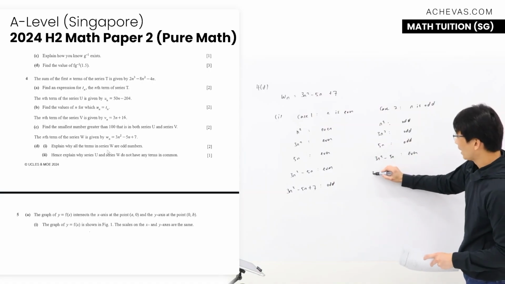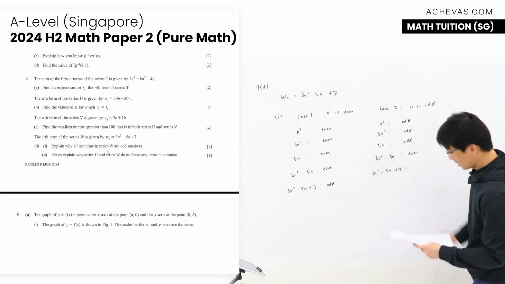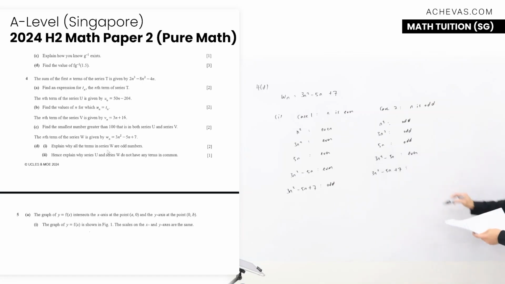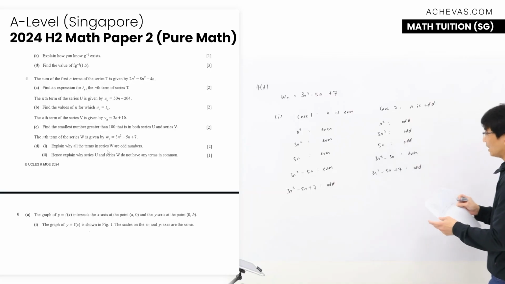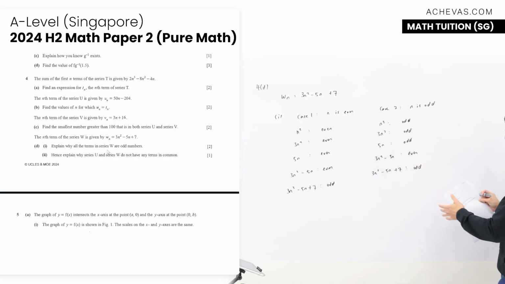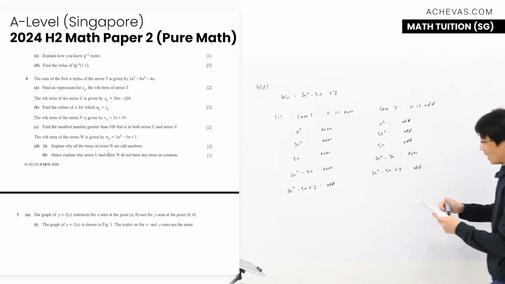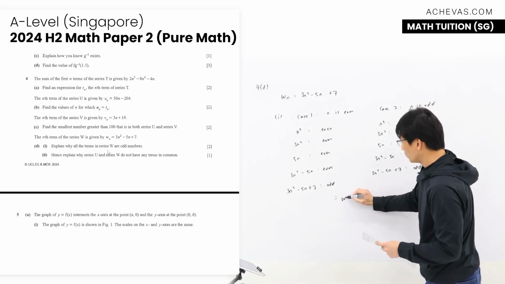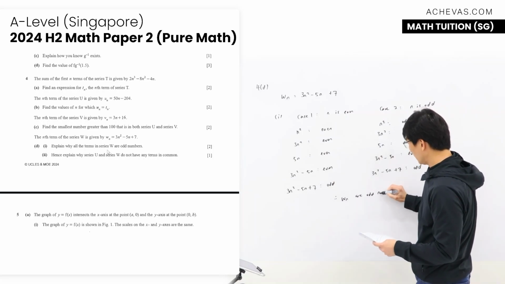And finally, we can look at 3n squared minus 5n plus 7. In this case, it will always be odd. When we have an even plus an odd, it will always end up with an odd number here. Therefore, I can come to my final conclusion: Wn will just be odd numbers.